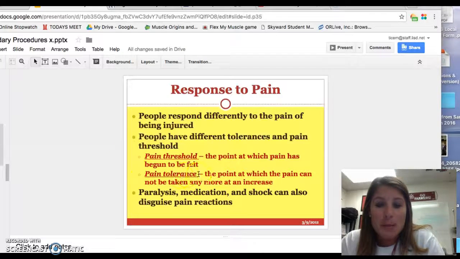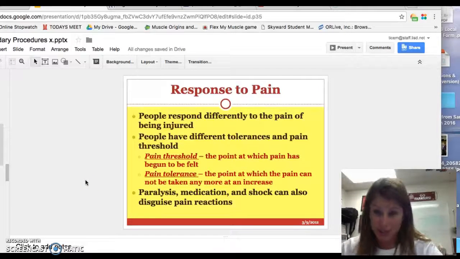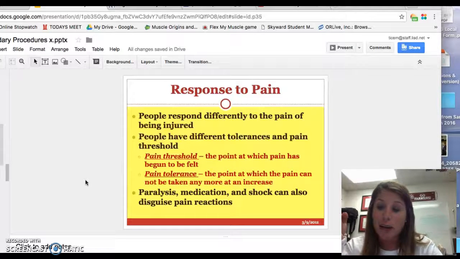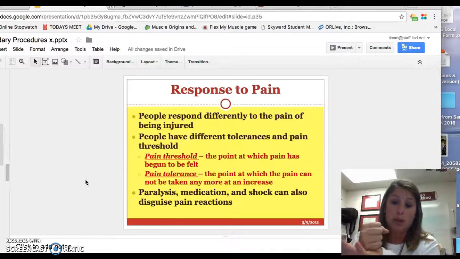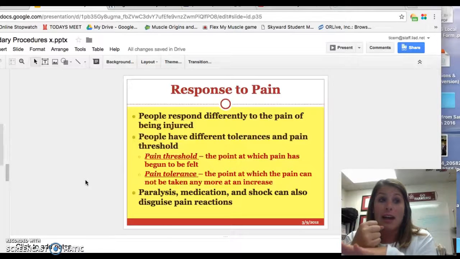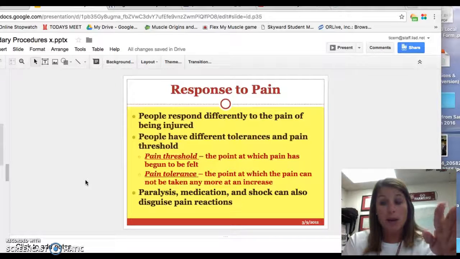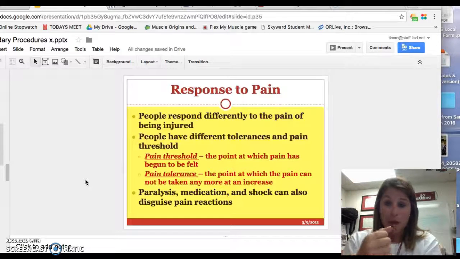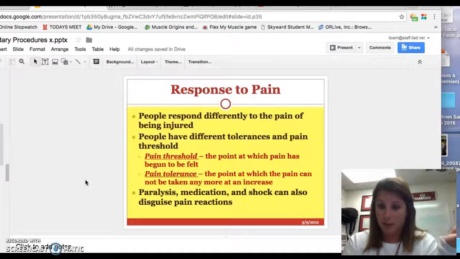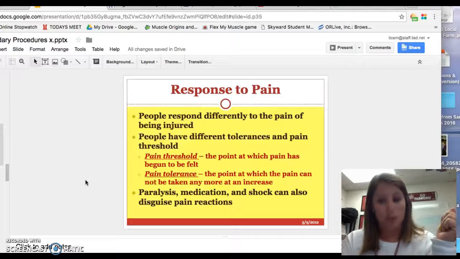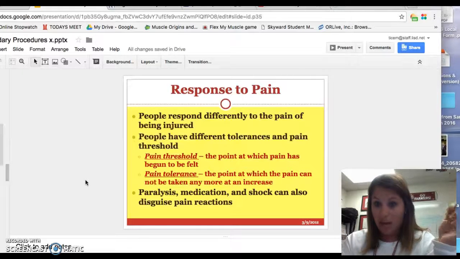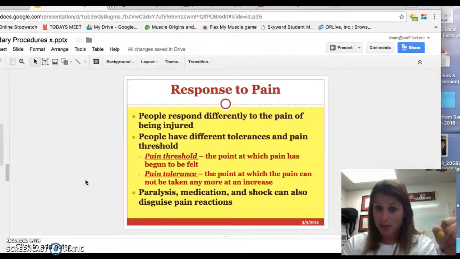The second term is pain tolerance, and that's how much you can take. If I had a 5 pound weight and I put it on my hand, that might be enough for me. That's too much pain. But you might come along and put that 5 pound weight on your hand and you're perfectly fine. You might be able to take a 10 pound weight or a 15 pound weight. That's your tolerance.